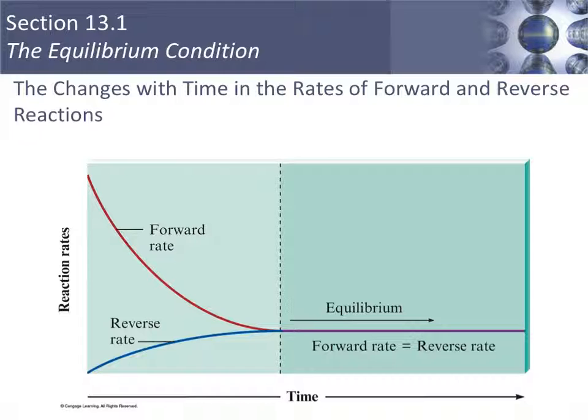This point can also be illustrated by looking at a graph of the rate of the forward reaction and then the reverse reaction. So in the beginning, the forward rate is very fast, and then it gradually slows down until it reaches a constant value. At the same time, the reverse rate starts off at 0 and increases until it equals the rate of the forward reaction.